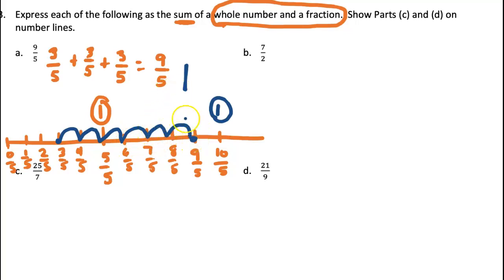So if I do that, I go 1, 2, 3, 4. Okay, and the reason I did that is because I look at these two numbers and I subtract 9 minus 5. So really, my mixed number is 1 4/5. And that's equivalent to 9/5. Okay, so that's how you do B, C, and D.